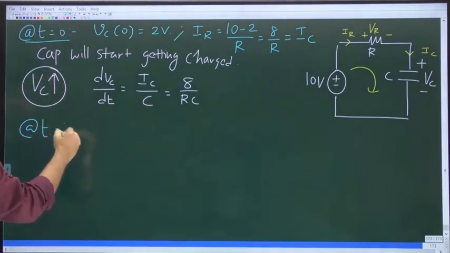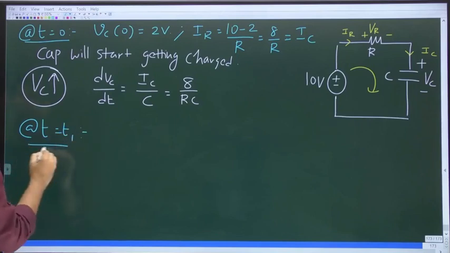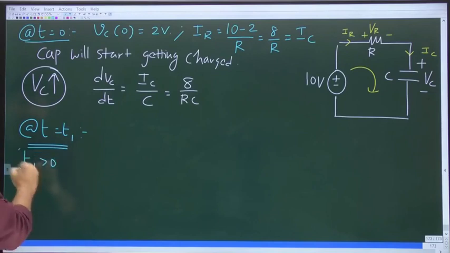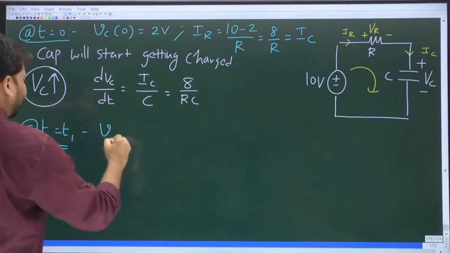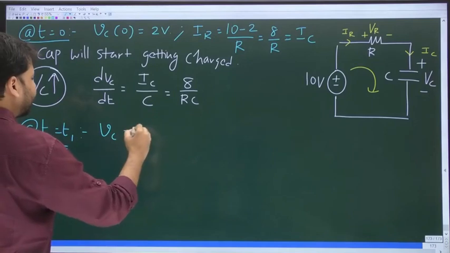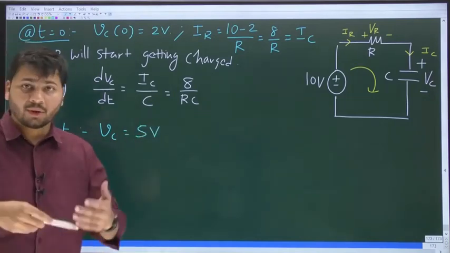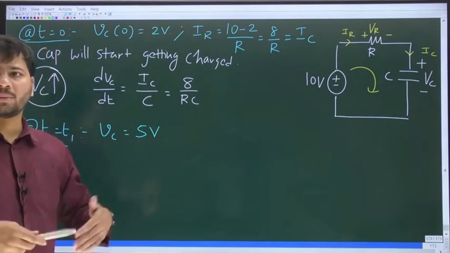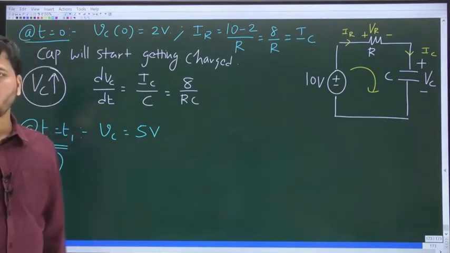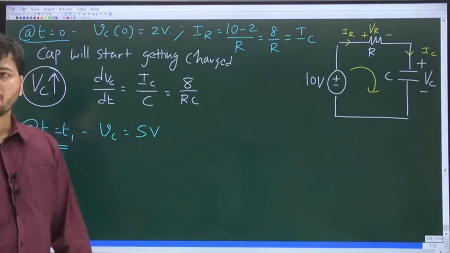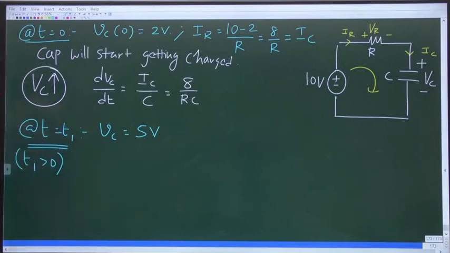So let us say at t equal to T1. At t equal to T1, obviously T1 will be greater than 0. The value of Vc, let it become equal to 5 volts, because from 2 volts it is increasing. After some time it will definitely become more than 2. Let it become 5 volts.